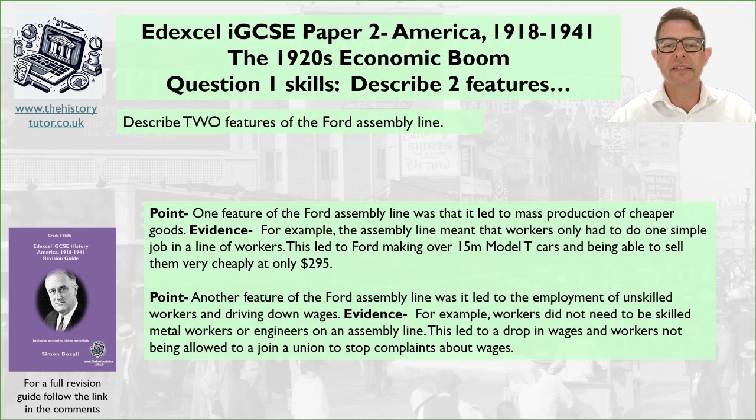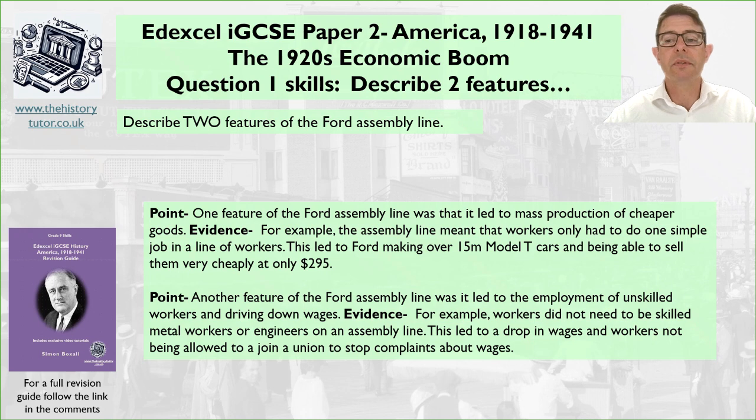Okay, so here's my example answer. It can be different to yours, of course. You can have different points and ideas, but here's my ideas. You need to have roughly similar ideas in terms of your opening points, how much you've written, and the quality of the evidence. One feature of the Ford assembly line was that it led to mass production of cheaper goods. For example, the assembly line meant that workers only had to do one simple job in a line of workers. This led to Ford making over 15 million Model T cars and being able to sell them very cheaply, for only about $295 at one stage.